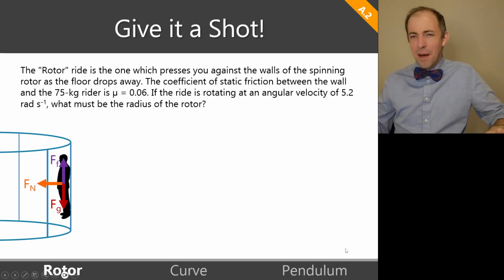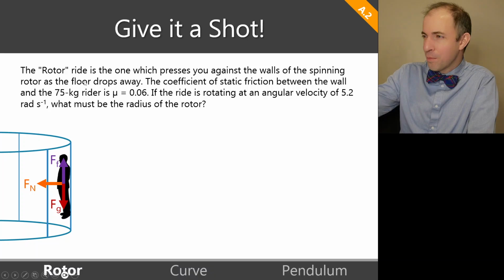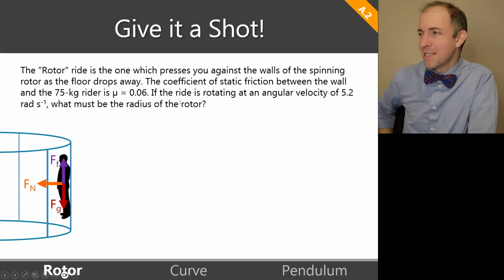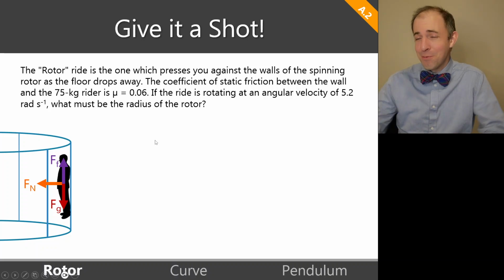So let's see it with numbers because I think it'll make a little bit more sense. This rotor ride presses you against the walls with a spinning rotor as the floor drops away. The coefficient of static friction between the wall and the 75-kilogram rider is mu equal to 0.06. If the ride is rotating at an angular velocity of 5.2 radians per second, what must be the radius of the rotor? All right, so we have to figure out what the radius is eventually.